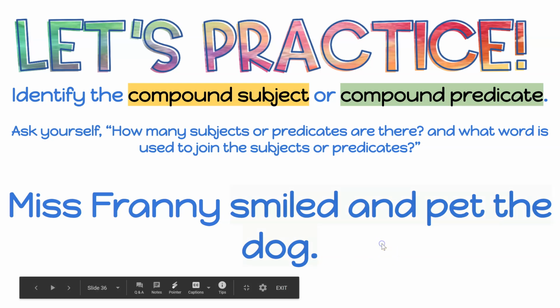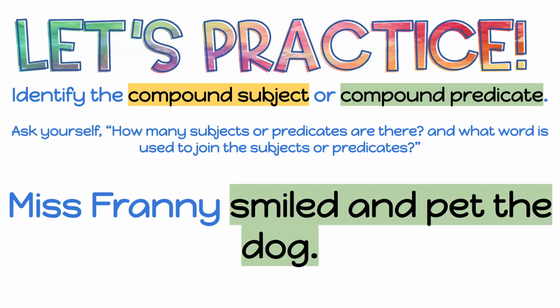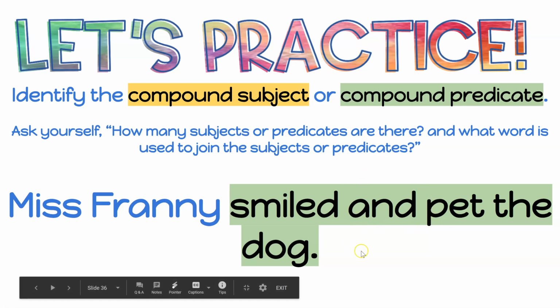That's right, Miss Franny is doing two actions here. So it's a compound predicate. She's smiling and petting the dog. We can see that it's joined by the coordinating conjunction and.